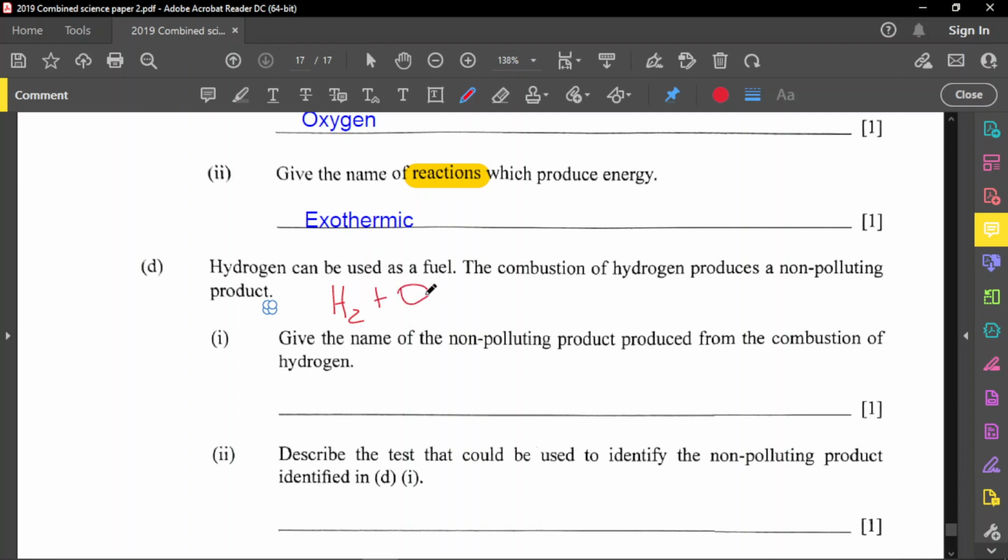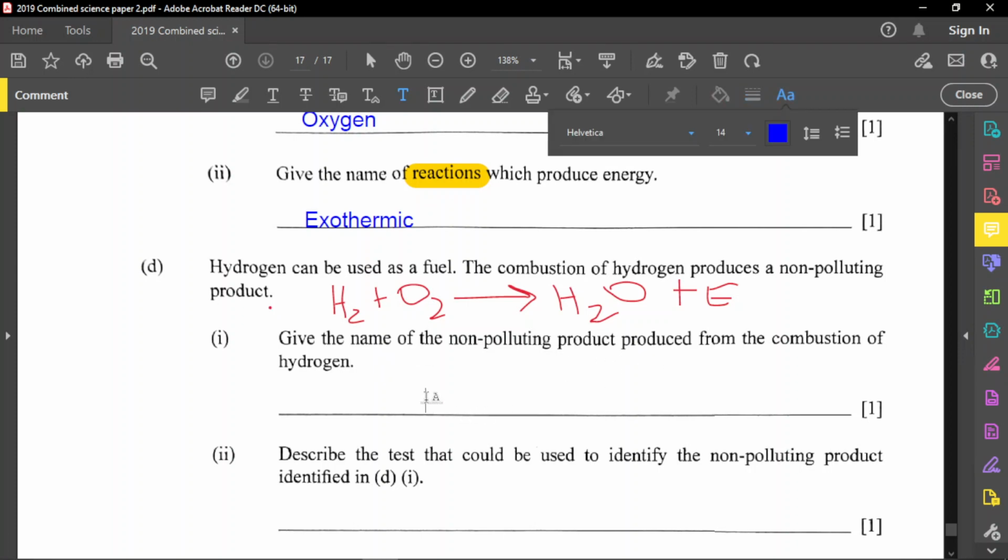It's not as simple as drawing it though, because there are other stages of reaction taking place there. So if you react these two, what you're going to get is H2O plus some energy. Let's just put E for energy. It's going to be heat energy, so I could just put change of H for change of energy. Just remember that E in this case is energy. So the non-polluting product is water, H2O.